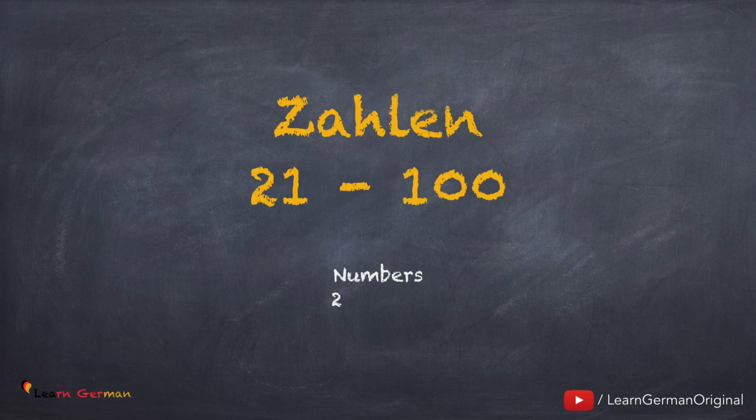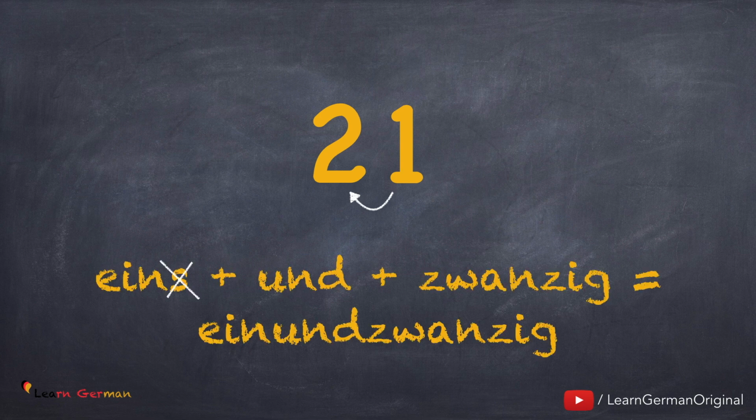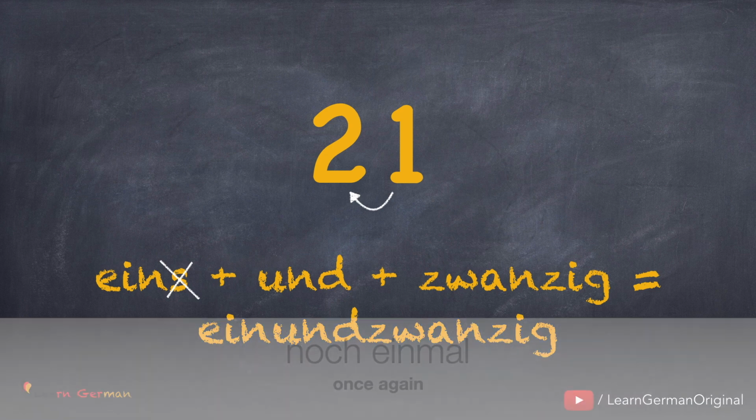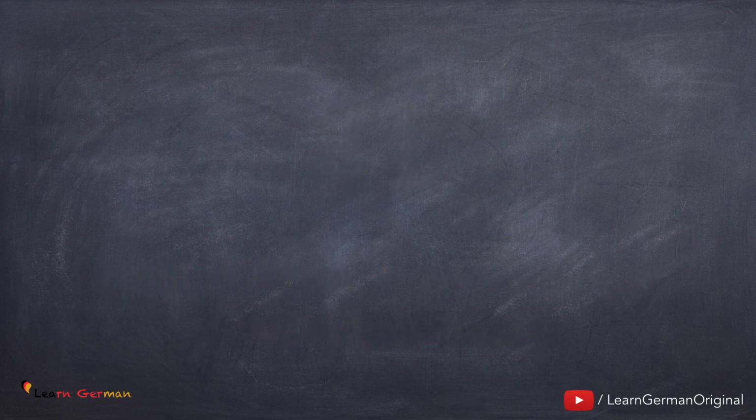Let's move on. Numbers from 21 to 100. In English, you always say the tens number first and then the digit after that. In German, however, it's the other way around. 21. Noch einmal means once again. 21. Here you bring 1 and 20 together. Only the S from eins disappears. The next numbers will make it clearer.